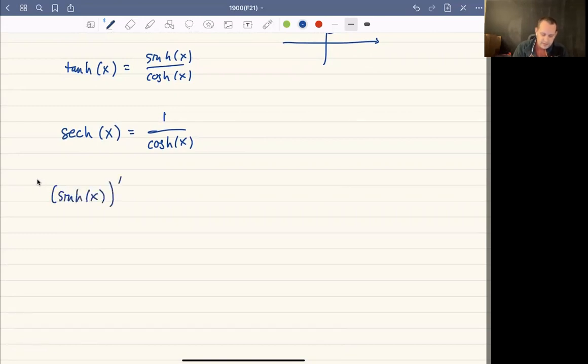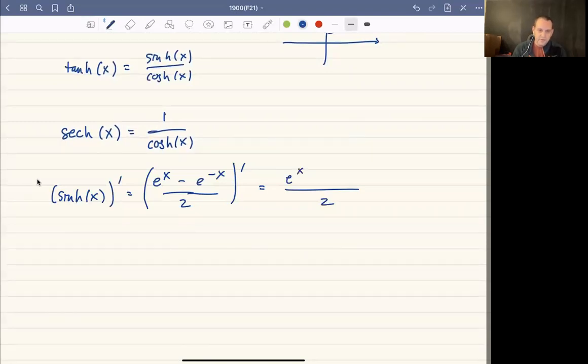Sinh of x is defined as e to the x minus e to the negative x over 2. If we differentiate this, the 1/2 can basically just tag along. The derivative of e to the x is itself. The derivative of negative e to the negative x is plus e to the negative x. And so the derivative of hyperbolic sine is hyperbolic cosine.